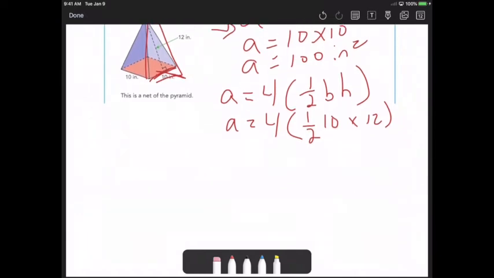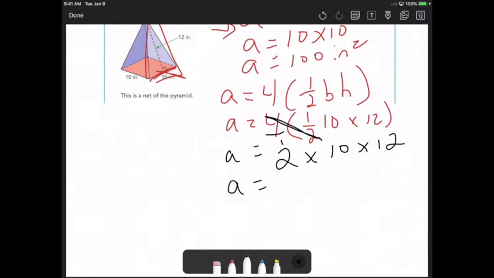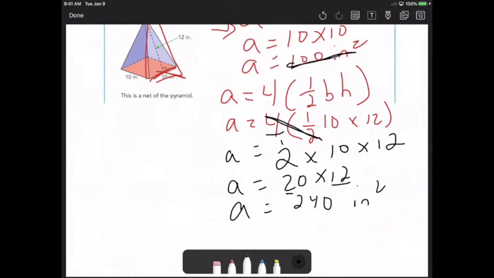Now I'm going to simplify. 4 is 4 over 1, and I divide by 2 here, so there's going to be 2 times 10 times 12. Now the area will equal 2 times 10 is 20, so it's 20 times 12. And you can do this in your head: 2 times 12 is 24, add a 0, and you got 240 inches squared. You add those together. Remember, this is the square at the bottom and these are your triangles, so you have 340 inches squared.